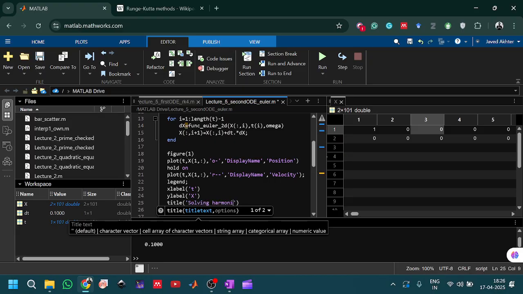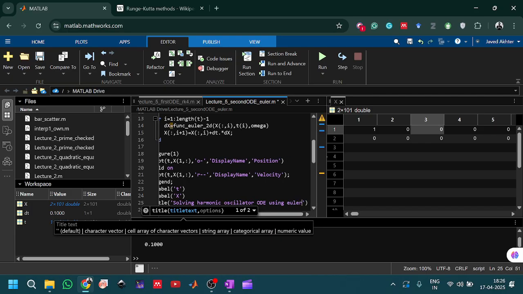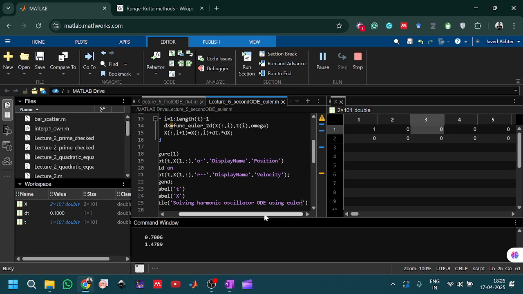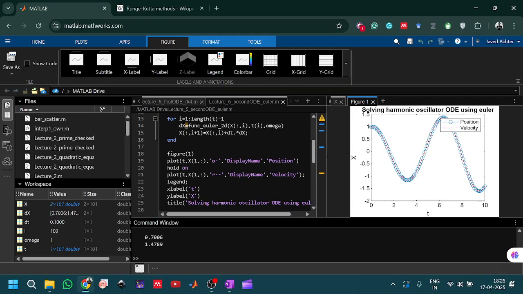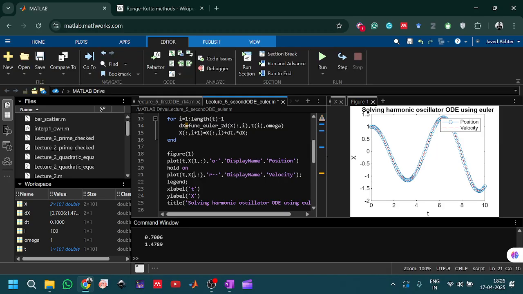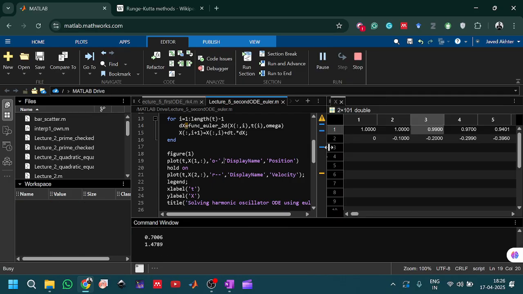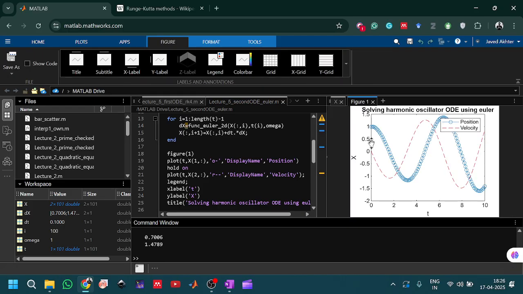Solving harmonic oscillator ODEs using Euler. Let me run it and let us see if it is working. Okay, fine. It should be x2, because x1 and x2 are exactly matching. Yeah. So you can see that these are the initial conditions. Position is 1 and velocity is 0.